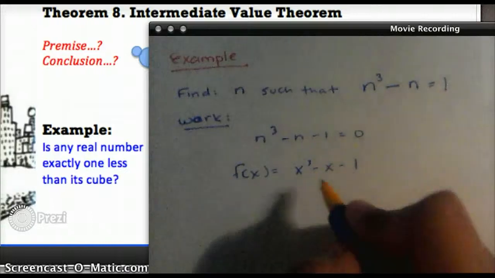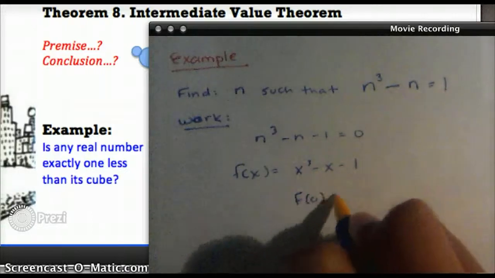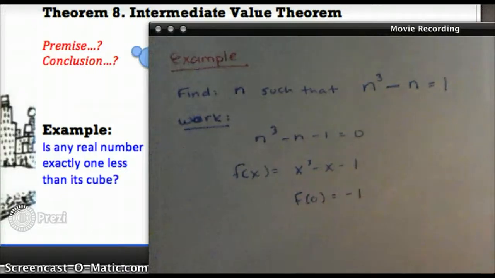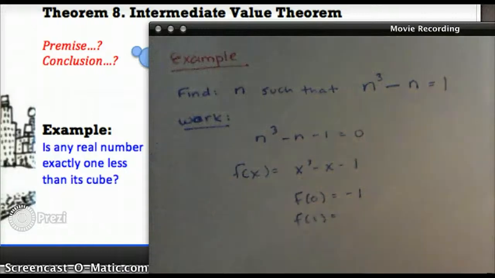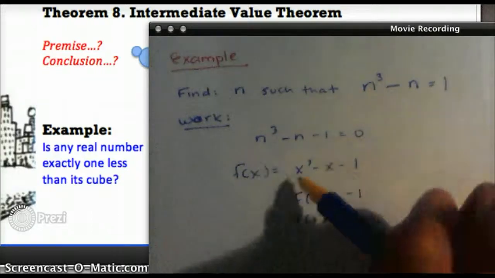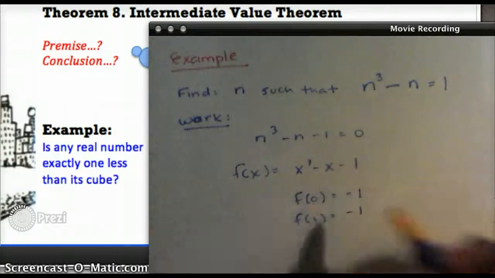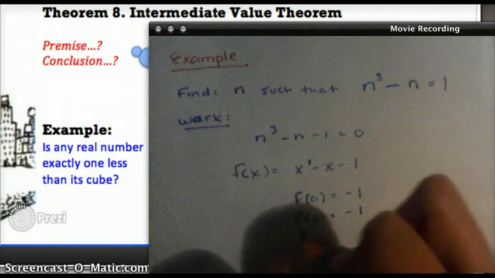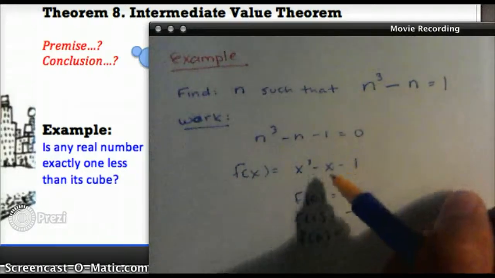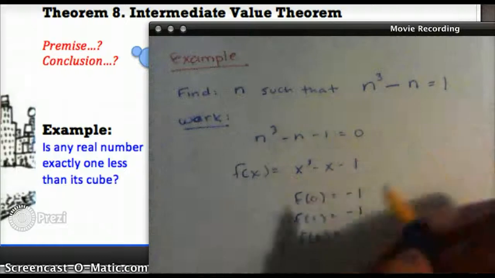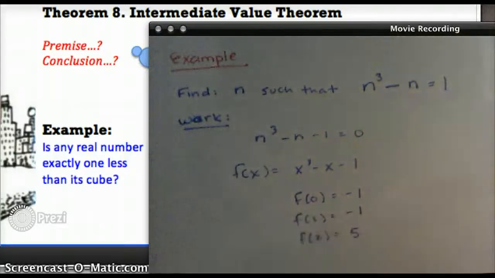Well, if I think about plugging some easy numbers in, if I plug in 0 for this function, I get a y value of -1. And then if I plug in 1 to this function, I get a y value of, well, 1 minus 1 is also -1. If I plug in 2 to this function, we get 2 cubed is 8, 8 minus 2 is 6, and 6 minus 1 is 5.